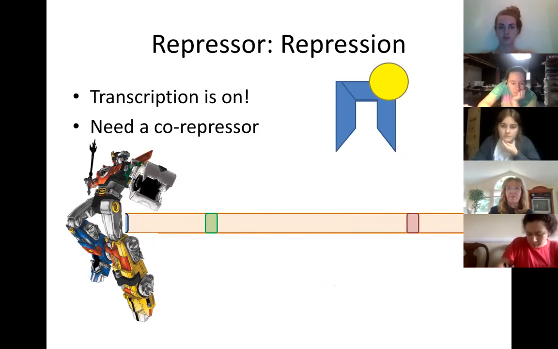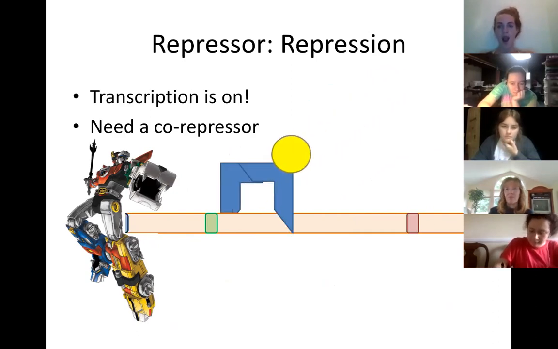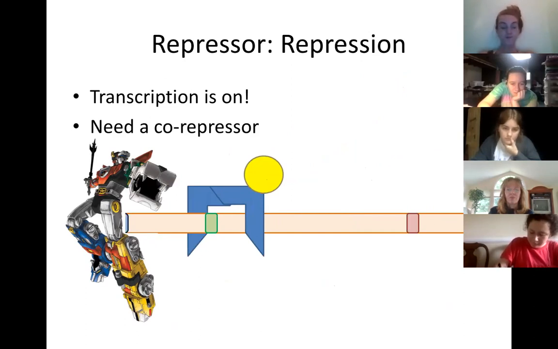So this co-repressor binds to the repressor. It allows it to attach to the operator, and then transcription is blocked. All right.